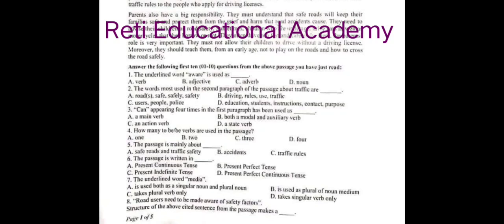Question number 7. The underlined word media: A. is used both as a singular noun and plural noun. B. is used as a plural of noun medium. C. Takes plural verb only. D. Takes singular verb only. And the correct answer is B, used as plural of noun medium.